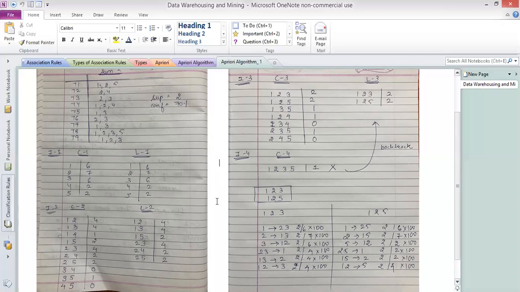Each unique item has to be written only once, but then you have to check all the combinations. 2 3 with 2 4, 2 in common, so 2 3 4. 2 3 with 2 5, 2 in common, so 2 3 5. 2 4 and 2 5, 2 in common, so 2 4 5. Okay, now again you take a count of them.